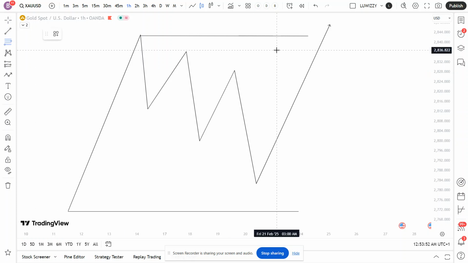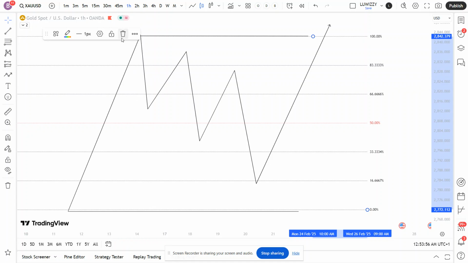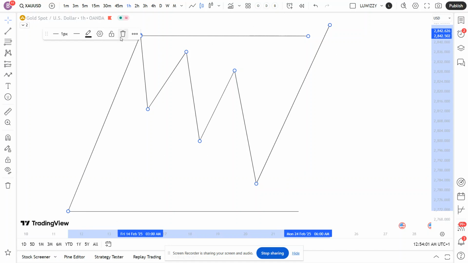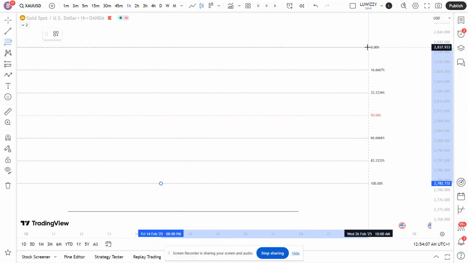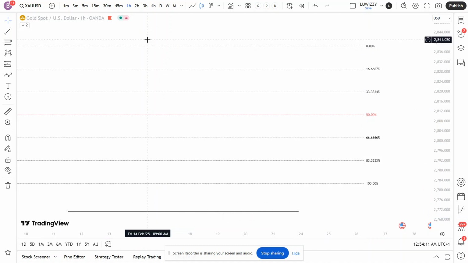This is a Fibonacci. First of all, let me explain about this Fibonacci before I dive into how to use it to know all this stuff. Okay, this is my Fibonacci settings. This is my Fibonacci level, right?